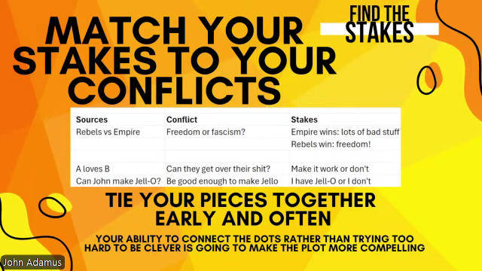So if we grab two of our things, Rebels versus Empire in a fantasy story or sci-fi story or a space opera or whatever, the question really becomes one of freedom or fascism. And then what happens? What are the stakes? Well, if the Empire wins, bad things happen. And if the good guys win, good things happen. I picked the most elementary way to say that, but that's the idea. We want to tie your stakes to the conflict. You don't want to tie your stakes to your sources because it's kind of baked in there. But if we tie our stakes to our conflict, then we have lots of different ways of resolving that conflict.